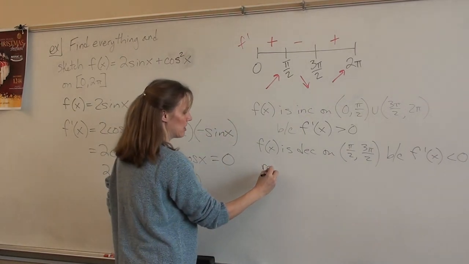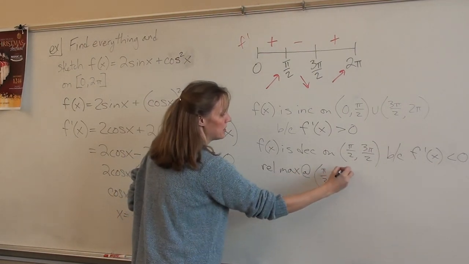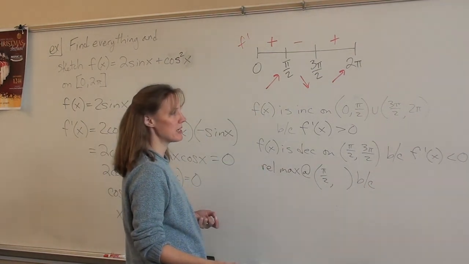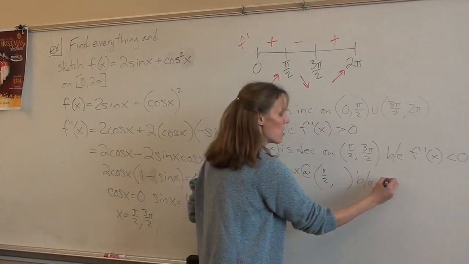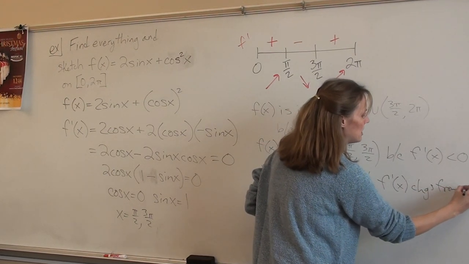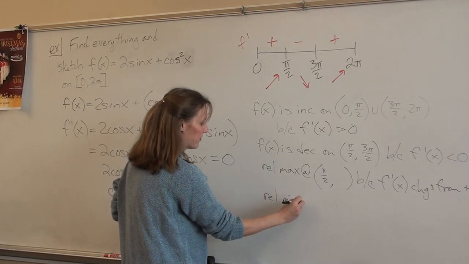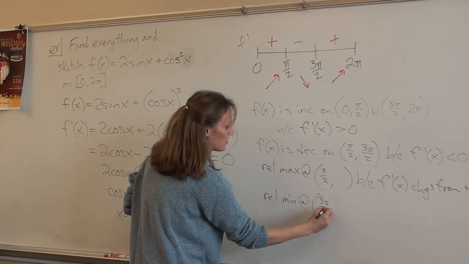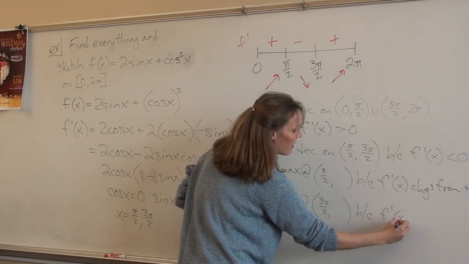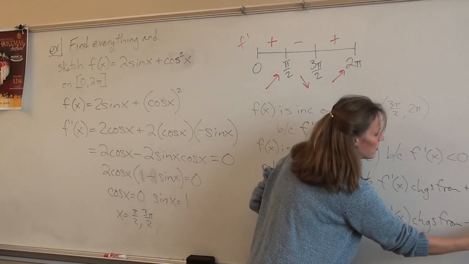All right, where do we have a relative max? At pi halves, comma something. Why? Because f prime changes from positive to negative. And we have a relative min where? At 3 pi halves. It's going to change from negative to positive, because f prime changes from negative to positive.